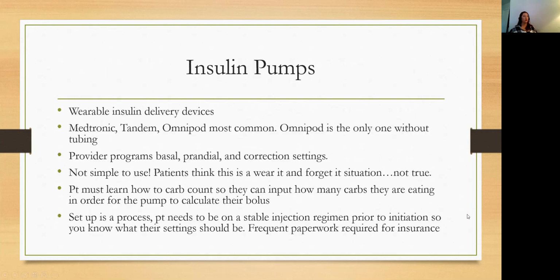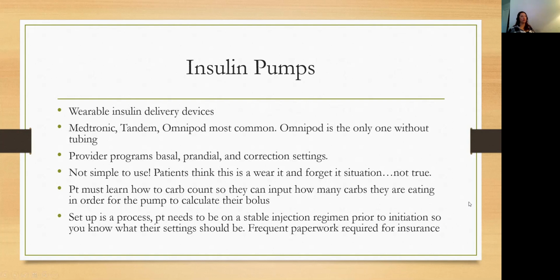And then insulin pumps are wearable insulin delivery devices. The most common brands you'll see are Medtronic, Tandem, and Omnipod. With these, the provider programs their basal, prandial, and correction settings into the pump. And the one thing to know about this is that for the patient, it's not simple. So some people are like, oh, I want a pump, that'll be easy. It's not easy. The patient needs to learn how to carb count because every single time they eat food, they have to put the amount of carbs that they're eating into the pump. And they also have to check their blood sugar all the time to put their blood sugar into the pump. So if they're not going to put in the work, this isn't something that you would put them on anyways. So if they're like, hey, can I get an insulin pump? Be like, well, it's not easy. So let's talk about it.